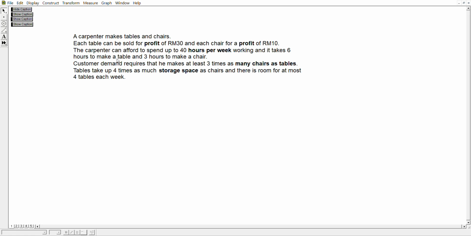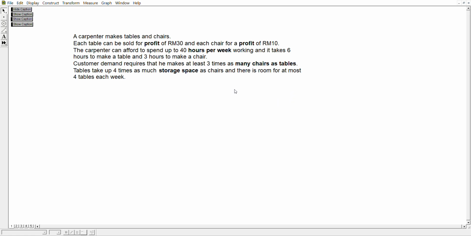Customer demand requires that he makes at least 3 times as many chairs as tables. Tables take up 4 times as much storage as chairs, and there is room for at most 4 tables each week.